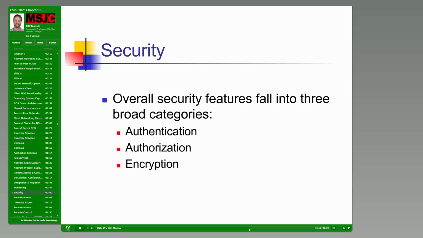Authorization then is the level of access that they have to the resource. In the case of a file, you have read access, write access, the ability to delete the file. So those are all levels of authorization.